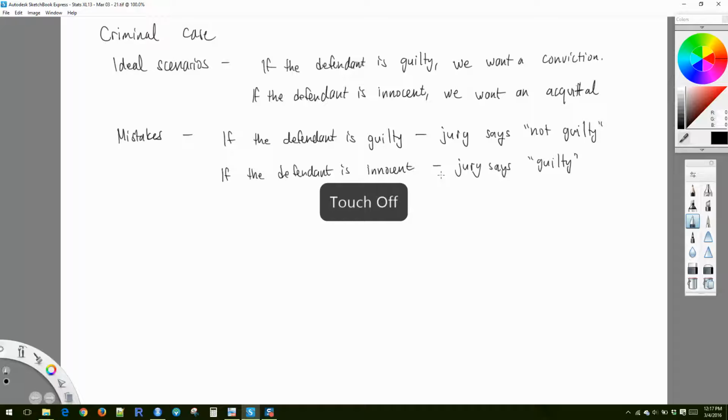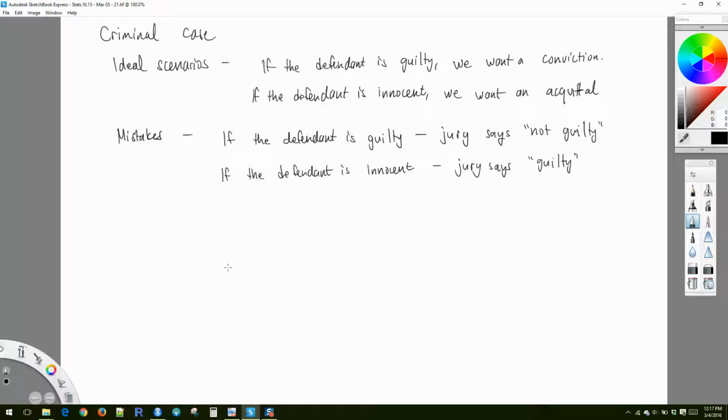And so these are mistakes inherent to the system. We want to avoid these, okay? Now, when you think about a trial, what do we say? We say the defendant is presumed innocent until proven guilty, right?